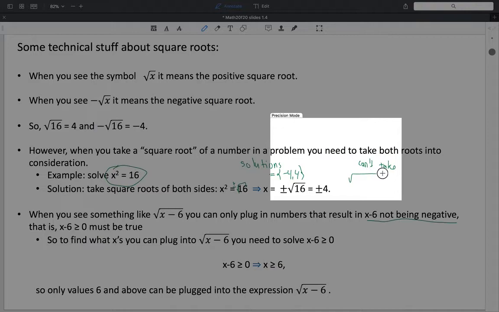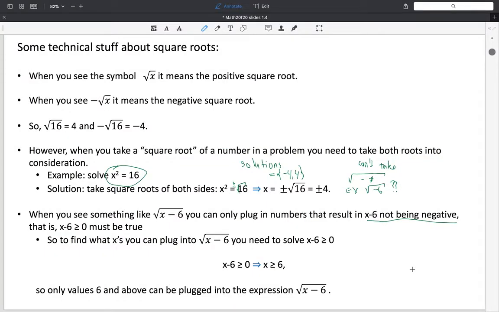So, the square root of a negative number. An example would be this. That has no sense. It doesn't mean anything. And why can't a square root be negative?